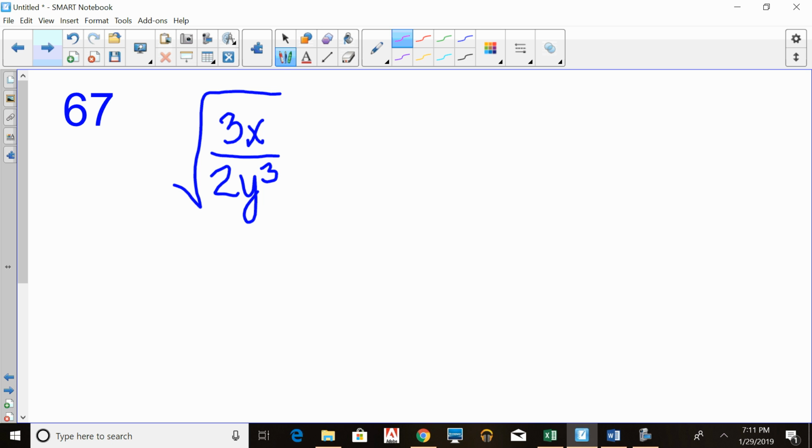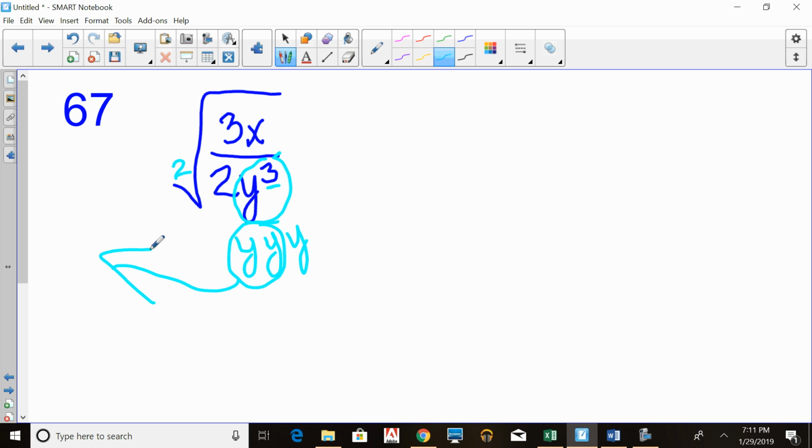Right, here we have the square root of, for 67, 3x over 2y to the third. Oh, hey, right away, because this is square root, there has to be a 2 here. And this one has an exponent bigger than that. So that can factor to y times y times y, which a pair of them can leave. And they're in the denominator, so you would have 1 over y, and then you'd still have the square root of 3x over 2y.